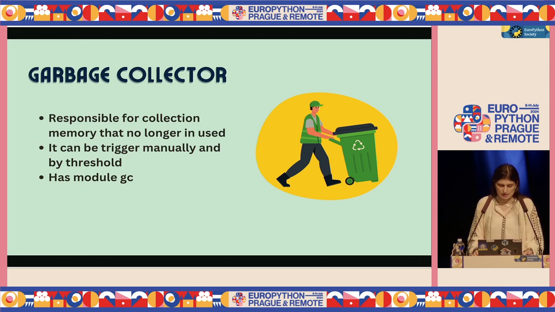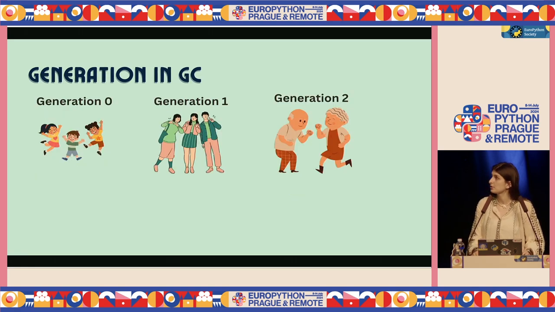But as we know, this can be expensive, so the garbage collector can also be quite time-consuming because it always checks all the objects that we have. That's why in the garbage collector we have so-called generations. Generations represent disjoint lists of objects. In Python, we have generation 0, generation 1, and generation 2. Which generation your object is in determines how often the garbage collector will check whether it needs to free memory for the object because it's no longer in use.